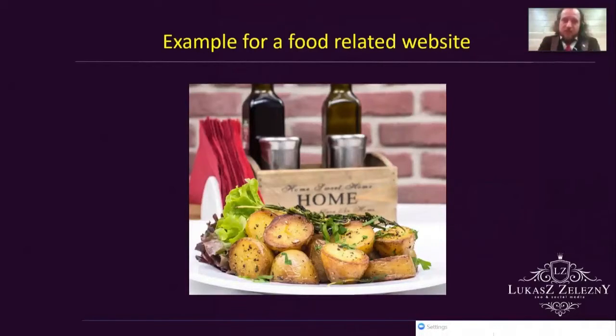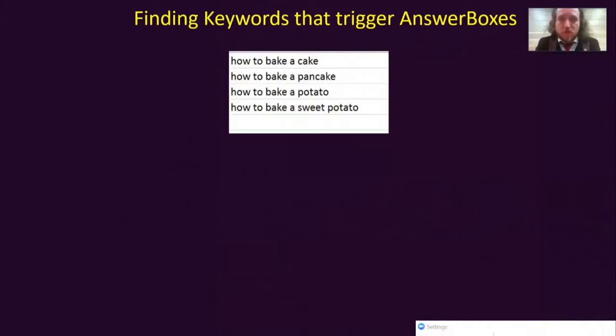And then there is another method, which is not that nice, but probably a little more effective. I just choose a food-related website, and you're doing a simple scraping with URL Profiler of the SERP pages, and you're trying to find a markup that is responsible for showing this answer box. So I chose 4 keywords that somewhere in the back of my head I was thinking must fire answer box: how to bake a cake, how to bake a pancake, how to bake a potato, how to bake a sweet potato. Questions, food related.